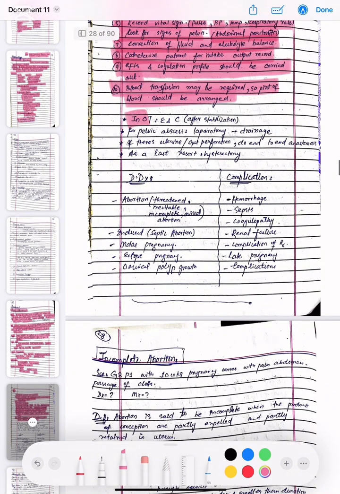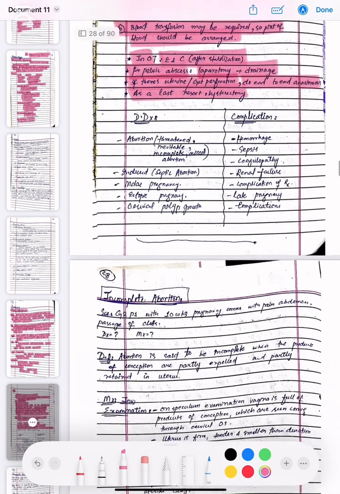In OT, E and C, after stabilization for pelvic abscess, laparotomy plus drainage is done. If there is uterine or gut perforation, do end-to-end anastomosis, and as a last resort, hysterectomy.